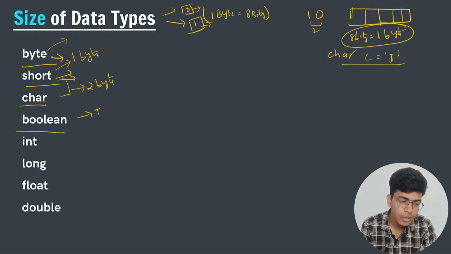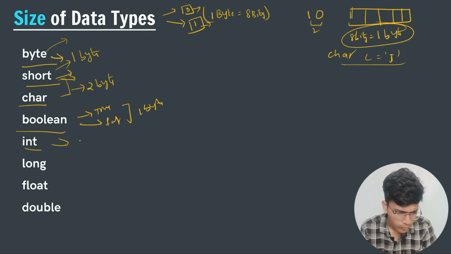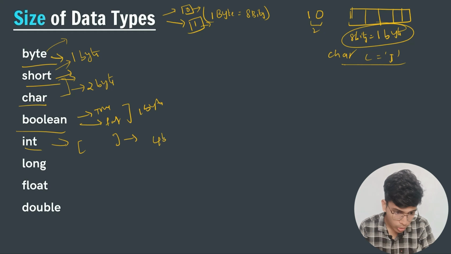Boolean will store either true or false, and the size of boolean is 1 byte. And int will store integer values. I believe that from minus 2 billion to 2 billion it will store integer values, right? It will have some range, and the size of that integer is 4 bytes.